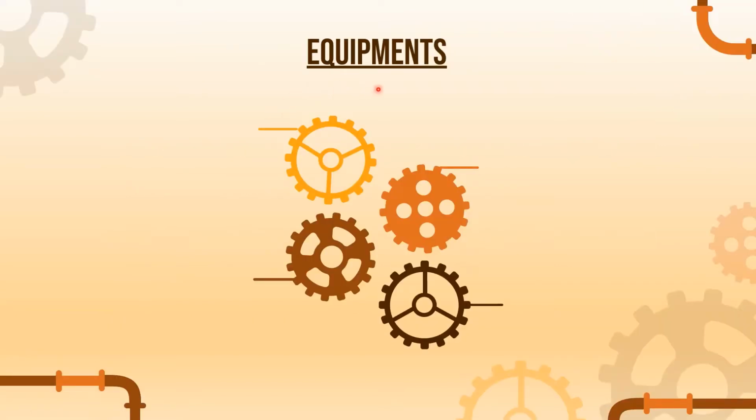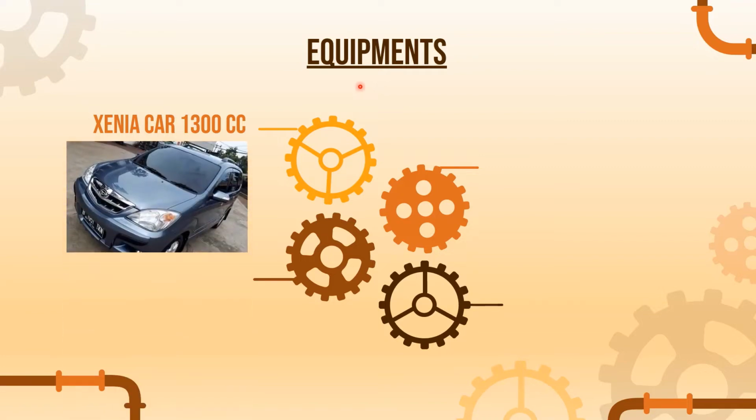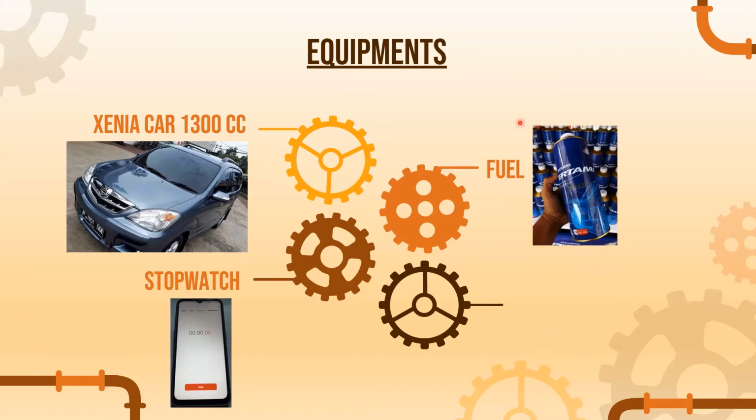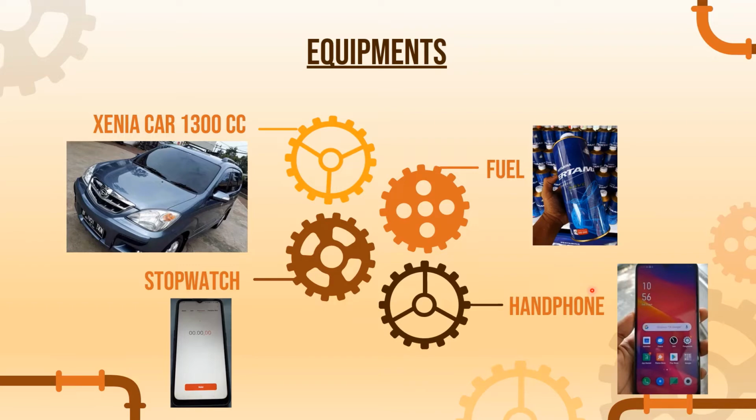Next, the equipment of this experiment consists of, first, a Xenia car 1300cc. It is the object whose power will be measured. The second one is a stopwatch. This is used to record the time during the experiment, since the experiment is repeated several times. The third one is the fuel, for the car when the experiment is conducted. And the last one is a handphone, used for documentation during the experiment.